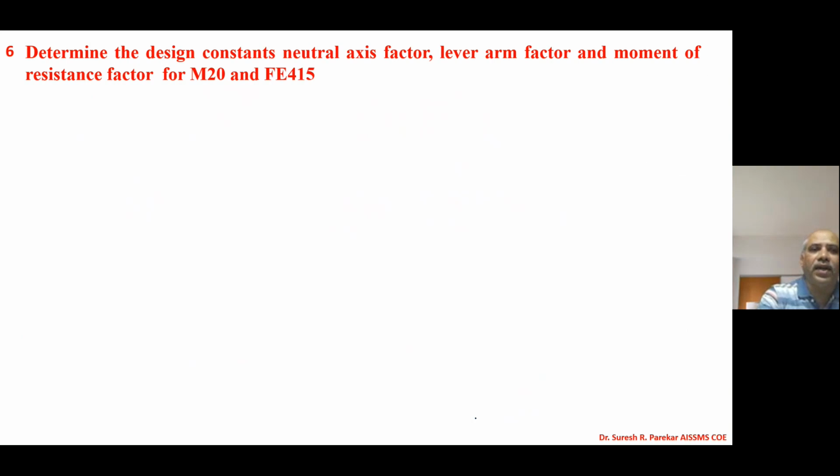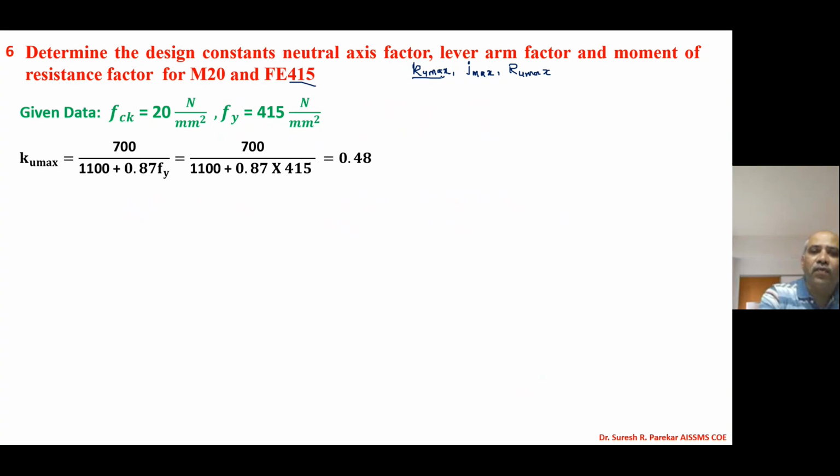Then we have determined the design constants. So now, these design constants: we have the neutral axis factor Ku max, the lever arm factor Ju max or J max, and the moment of resistance factor Ru max. And then we will have this as Fe415. Then again we have Ku max as 0.48.